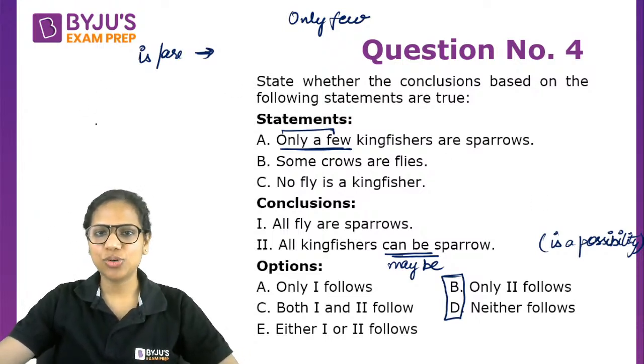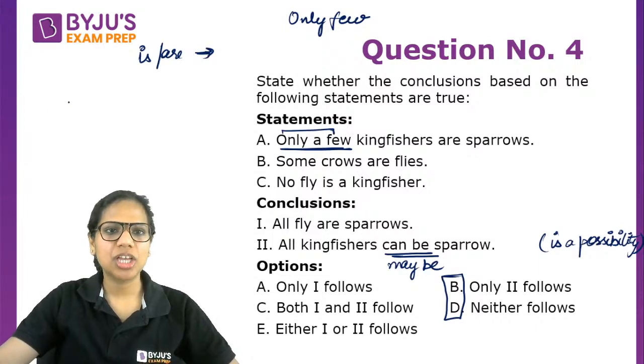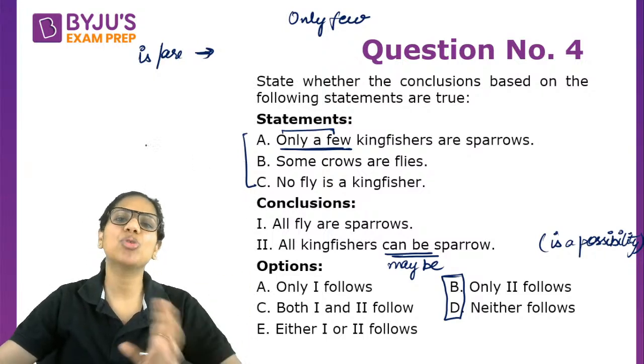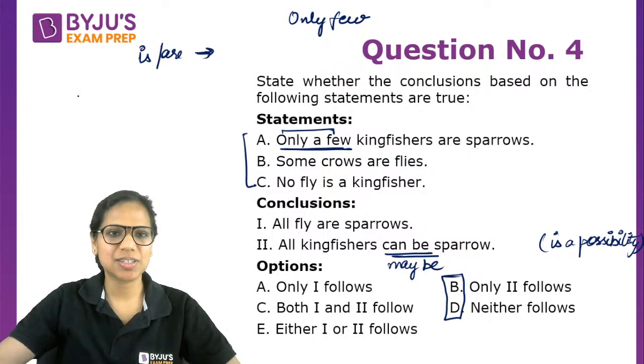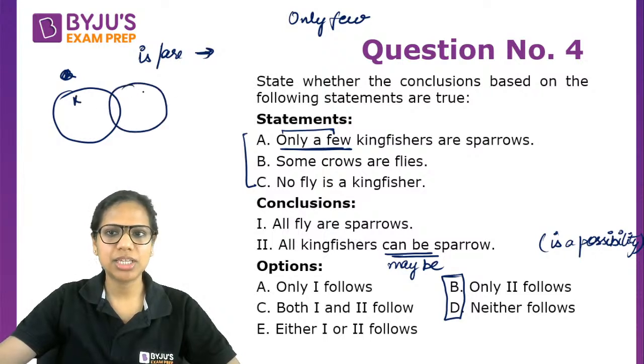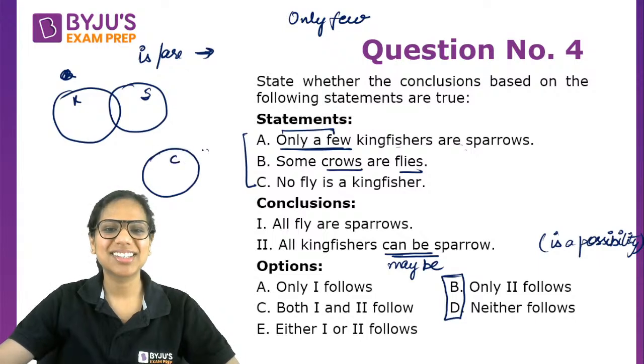All righty. So, let's see. Only a few kingfishers are sparrows. You must have realized that no matter how many statements I put here, it does not make a difference. You just have to make some more circles. That's the only effort that increases. So I'll definitely go for this diagram. Let me put sparrows inside kingfisher. Some crows are flies. See, they are not related at all to the other statement. So I am drawing some crows are flies here.